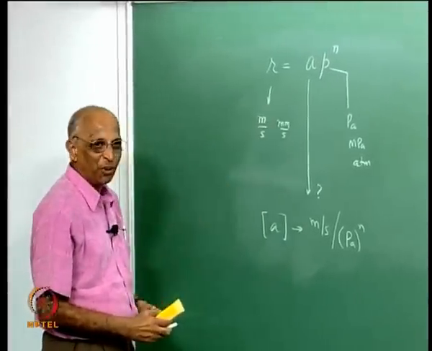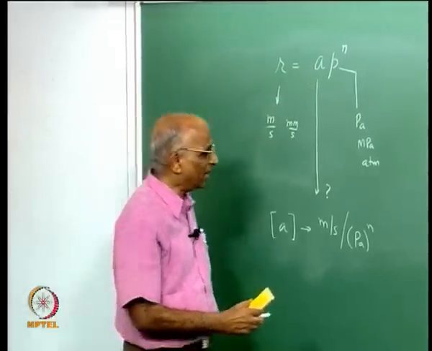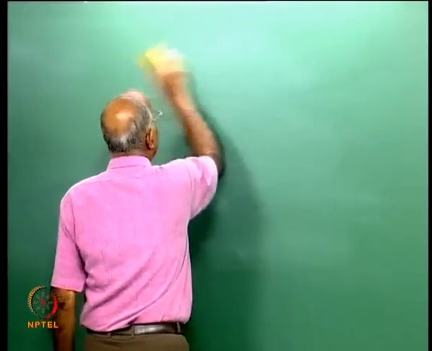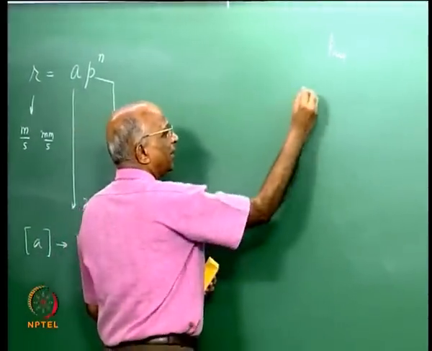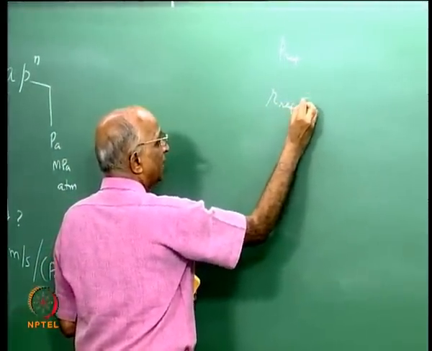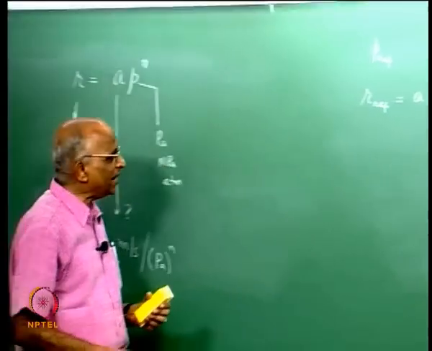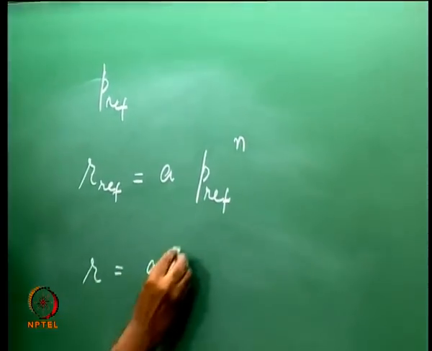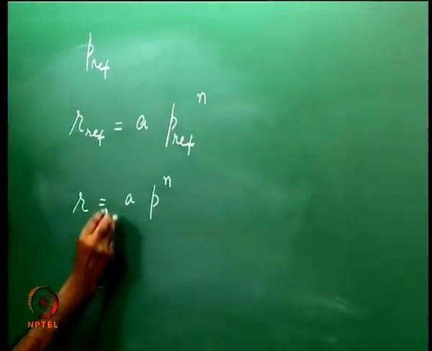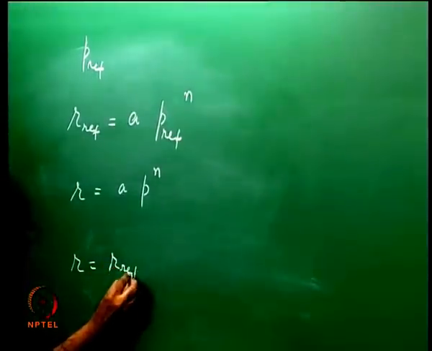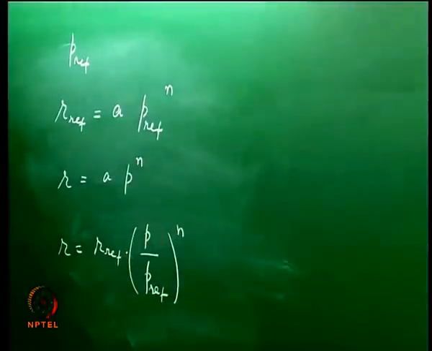Therefore, how do I get over this problem, because anyway St. Robert's law, and we derived this form of equation, is found to be true. How do I get over this problem? Well, let us say I use a pressure I call the reference pressure, and I evaluate the burn rate R reference as A into P reference to the power n. And then I say I am interested in burn rate R at A into pressure to the power n. Then I can write the value of R as equal to R reference into P by P reference to the power n, and this is one way I get over it.